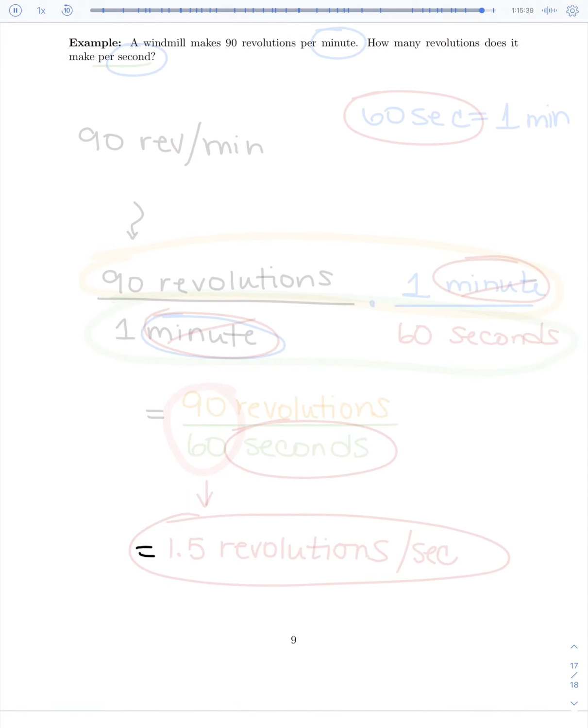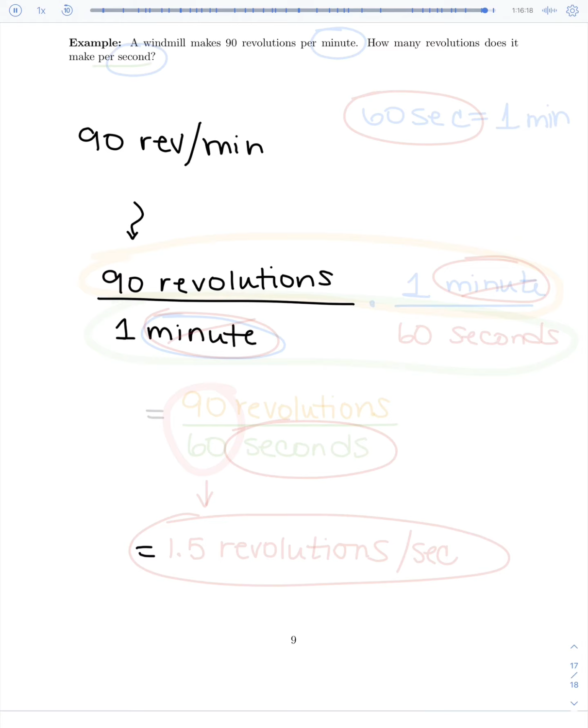Last problem here. We've got a windmill that makes 90 revolutions per minute. How many revolutions per second does it make? So right now we've got revolutions per minute. And the way that it's written is out in words, so it's a little bit confusing. So shorthand, it would look like this, revolutions per minute. I think a better way of looking at it even, though, is as a fraction, as 90 revolutions. And this is a shorthand that this 90 revolutions is for every 1 minute.